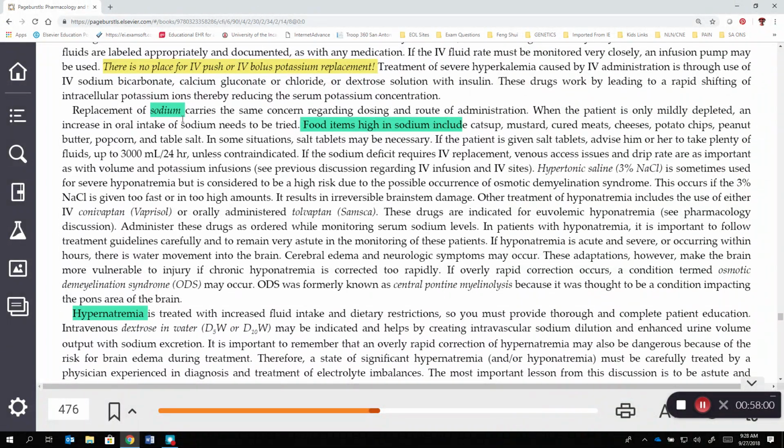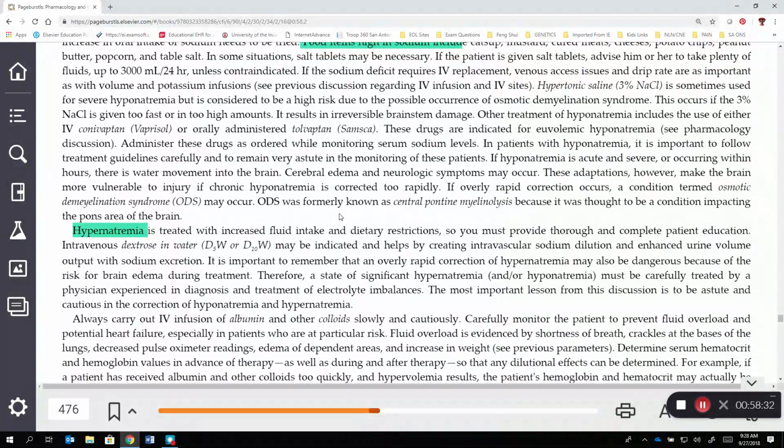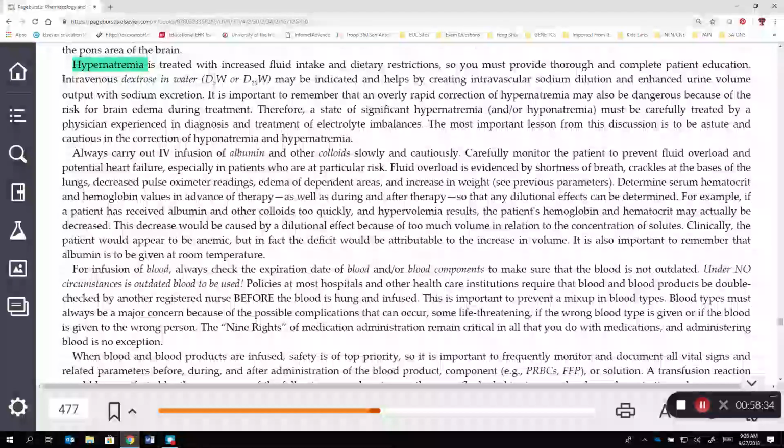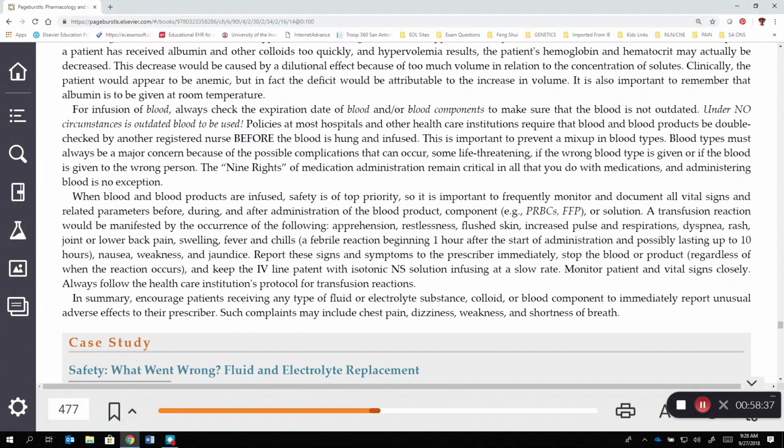Now, if we come down here to sodium, here's your dietary information for sodium. Items high in sodium: ketchup, mustard, cured meats, cheeses. Almost all dairy products are high in sodium. Potato chips, peanut butter, popcorn, and table salt. Who knew? So if you need to do patient education on sodium choices, that's where you can start. Canned soup, high amounts of sodium in canned soup. It goes on to talk about your hypotonic solutions, hypernatremia, another overview of that.